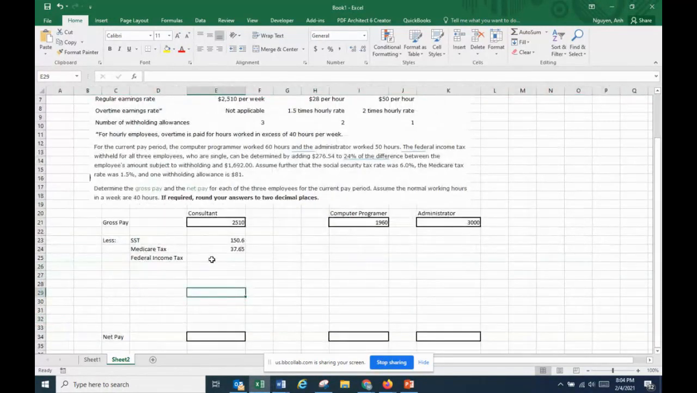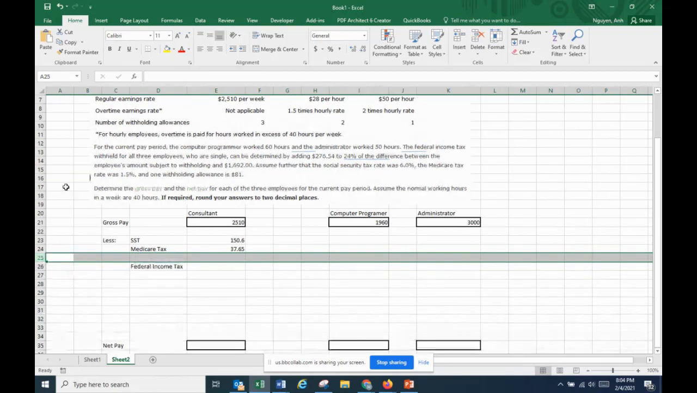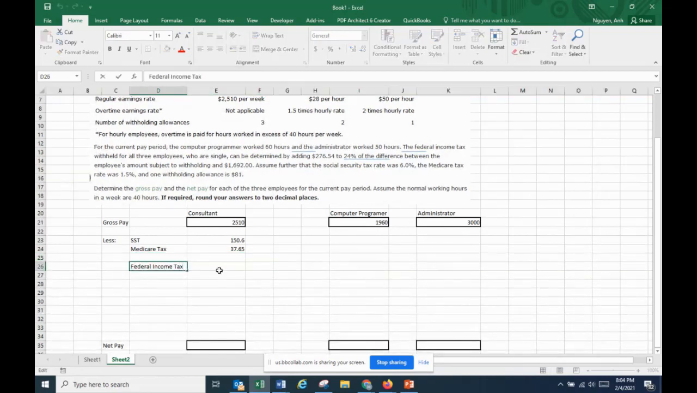All right. So it's good we are doing this because... Okay. It's gross weekly pay. That's 2510. Number of withholding allowances. It's given to you here, it's 3. So use 3.